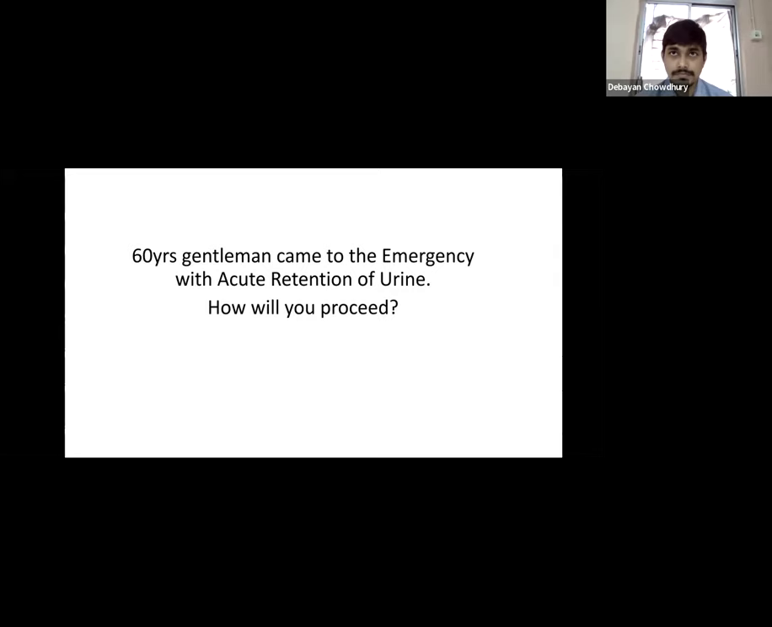Yes, sir. In many old people there may be BXO or phimosis or meatal stenosis associated, so we will look at the penis also, sir. Yes, you should look for the phimosis or meatus. After that, you will catheterize. So you have catheterized the patient, and around 500 ml of urine comes out, the patient is relieved. What next?